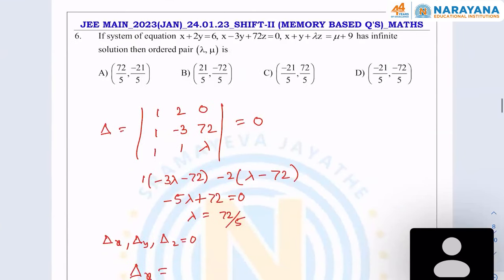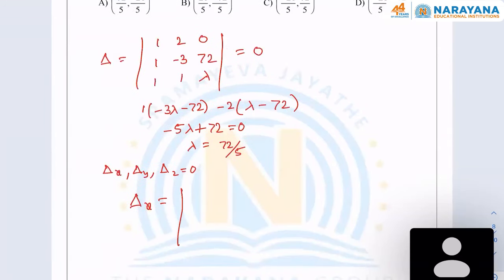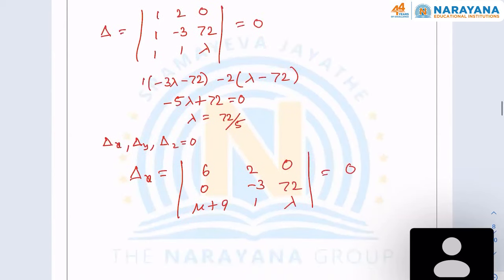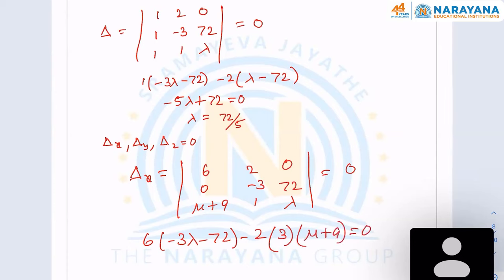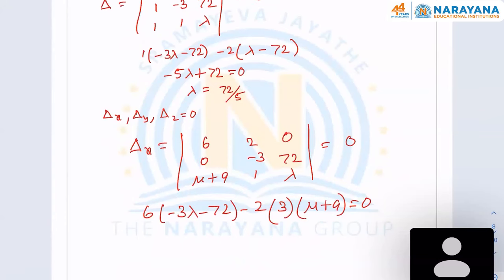Delta x means here I have to replace this first column 1, 1, 1 with 6, 0 and mu plus 9. So delta x will be equal to the determinant 6, 0, mu plus 9; 2, minus 3, 1; 0, 72, lambda. I'll find the determinant of this, it should be equal to 0. So here 6 into minus 3 lambda minus 72, minus 2 into 3 into mu plus 9, it must be equal to 0. So here lambda value, we know that it is equal to 72 by 5.